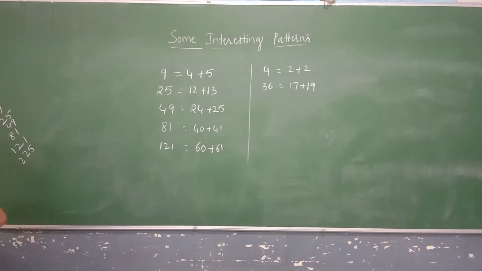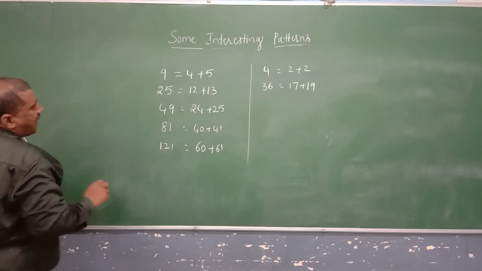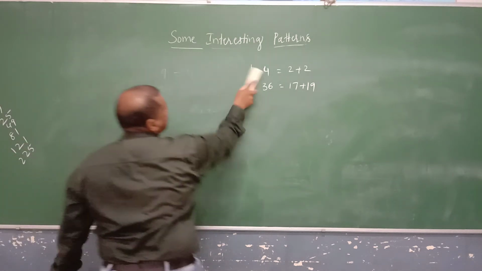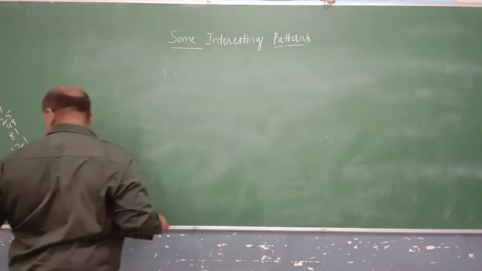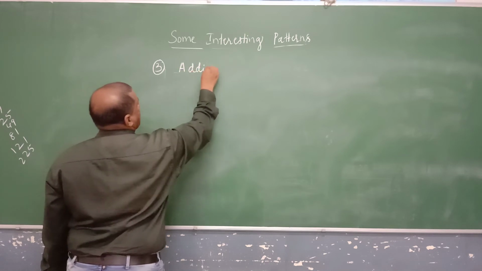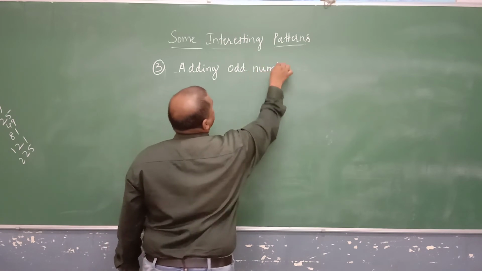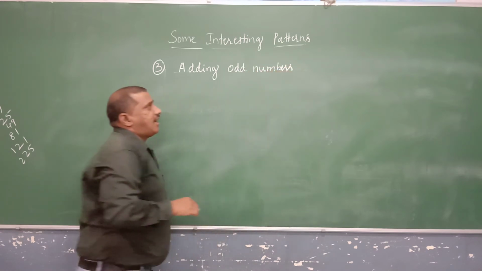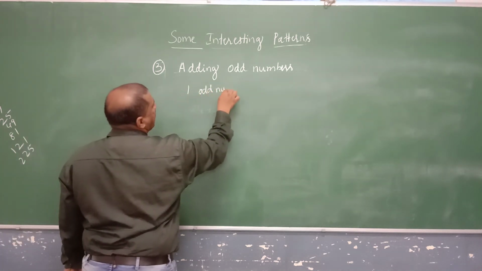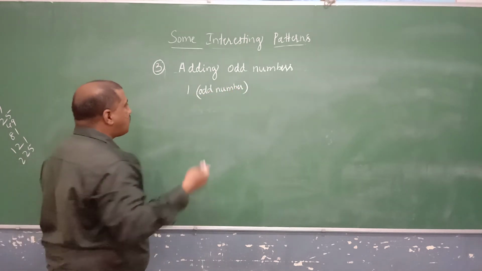Then the next one is adding odd numbers from 1. What do we get by adding these odd numbers? We will see. Except 1, 1 is an odd number. If we add consecutive odd numbers, what do we get?